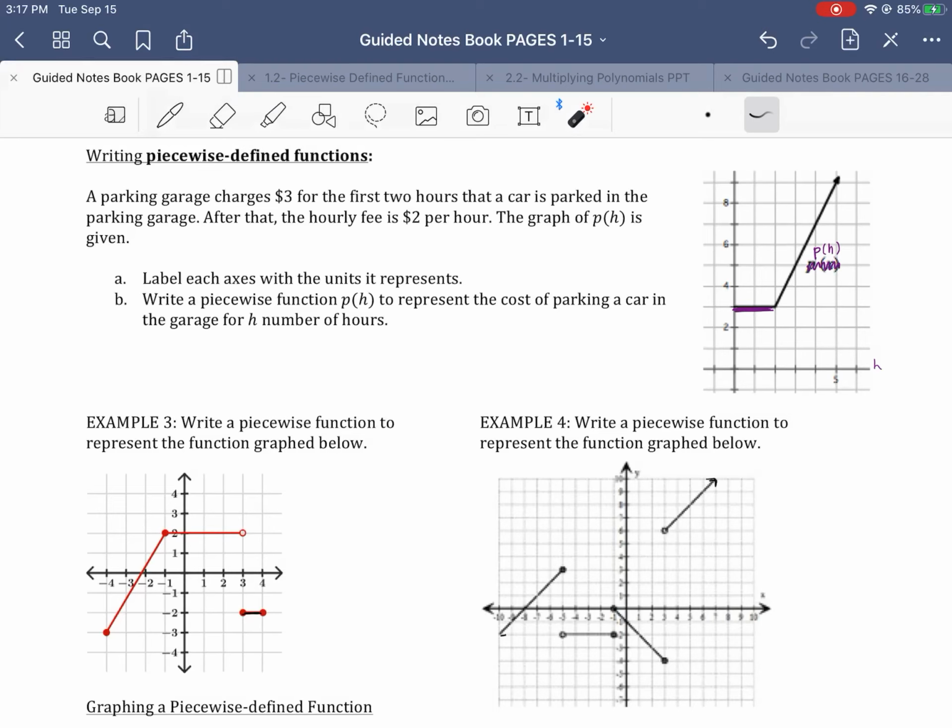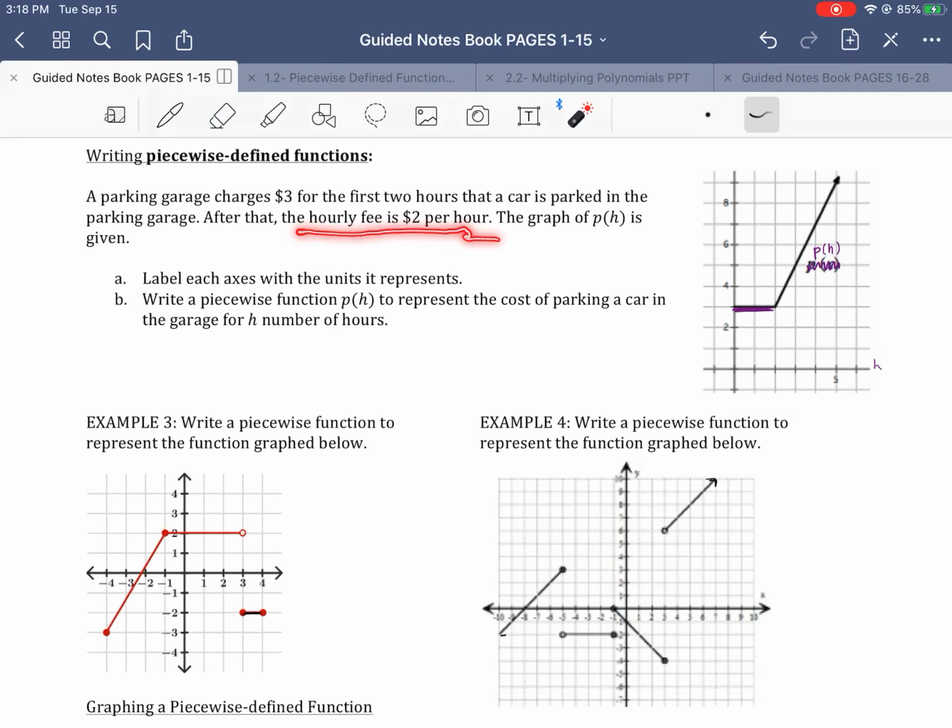So the first one says, a parking garage charges $3 for the first 2 hours that a car is parked. Okay, now we've seen situations like that, right? $3 where you go in, whether you park for 30 minutes or whether you're there for an hour and a half, they just charge kind of a flat rate for people that come in and use the parking garage. Then if you stay longer than that, the hourly fee is going to go up $2 per hour beyond that.